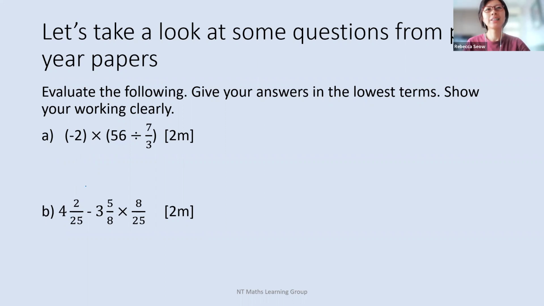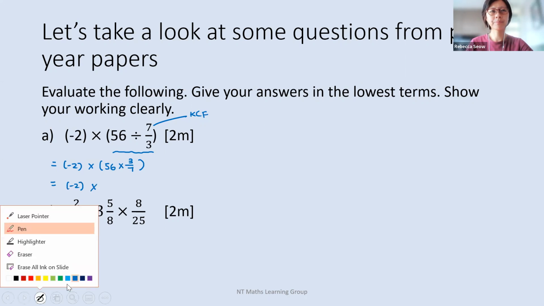Brackets. Looks like we have to resolve what's within the bracket here. So I will leave -2 as it is. And I'm going to do KCF on 56 divided by 7 out of 3. Okay, so from here, I'll copy down -2.